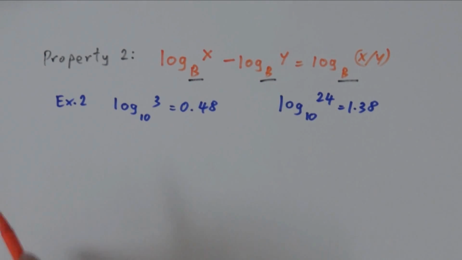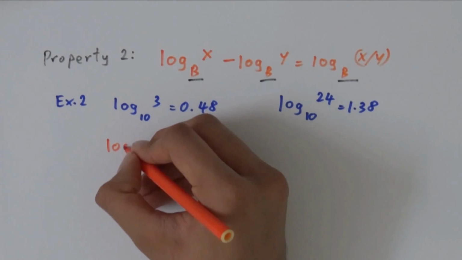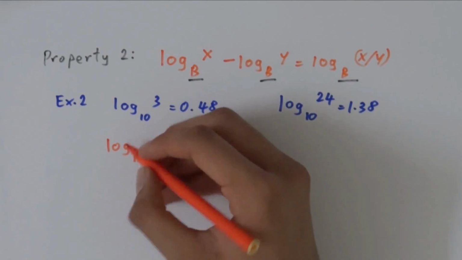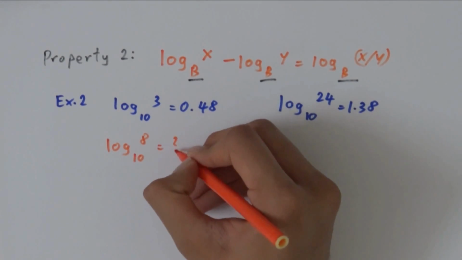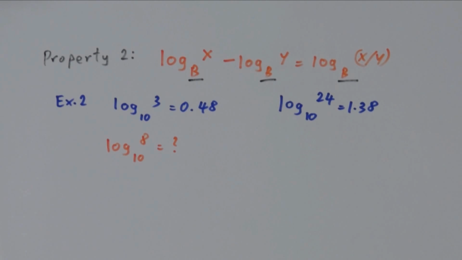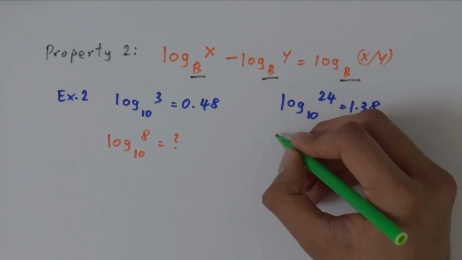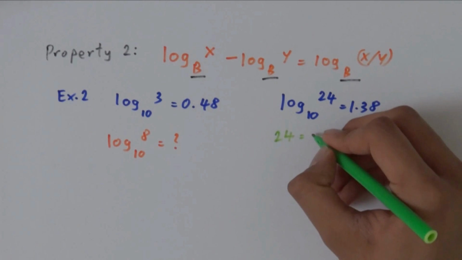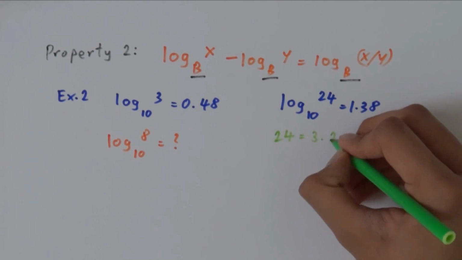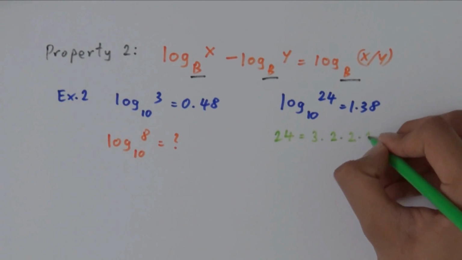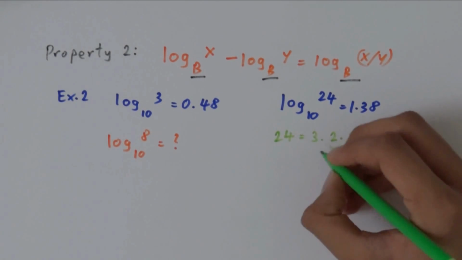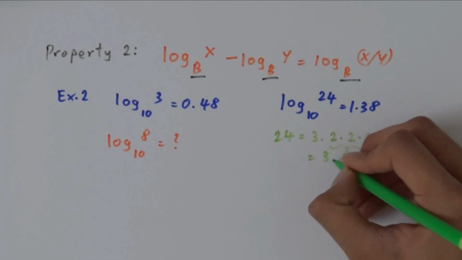log of base 10 of 8 is equal to what? We're supposed to find this. So what can we do with this property? We know that 8 and 3 are factors of 24. So let's split 24 and see what happens. 24 is equal to 3 into 2 into 2 into 2. That's 8. So 3 into 8.